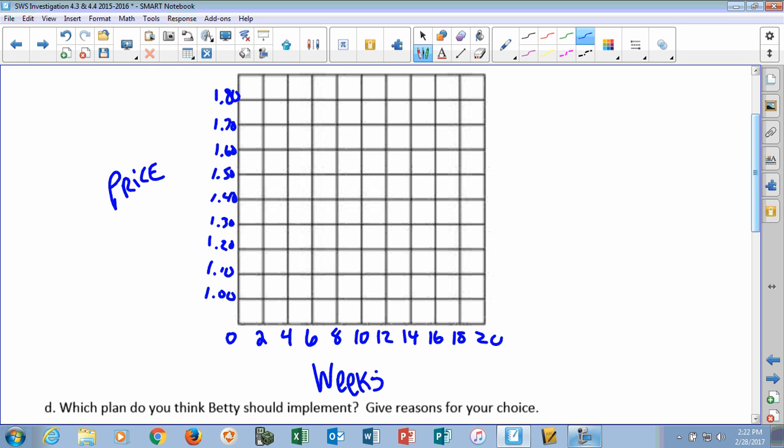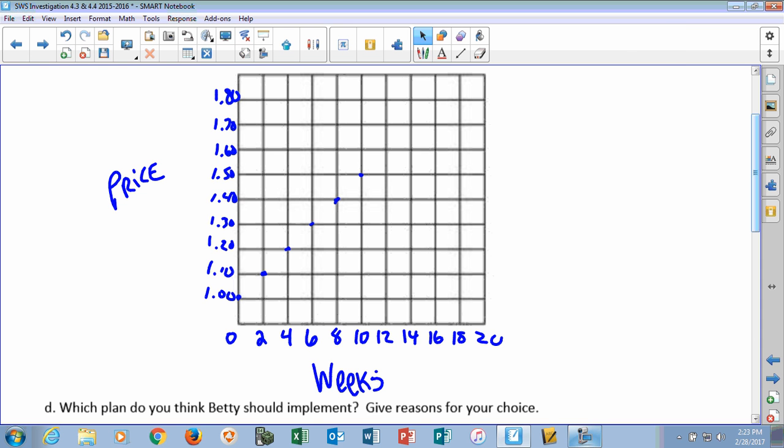Okay, plan 1, which we'll do with the blue line, right? We went up 10 cents. So at 0, it was at $1. And at 2 weeks, it was $1.10, right? Because it was going up 5 cents every week, or 10 cents every 2 weeks. And then 20, right? Because there's other dots in here for every 5. My X is going by 2s.